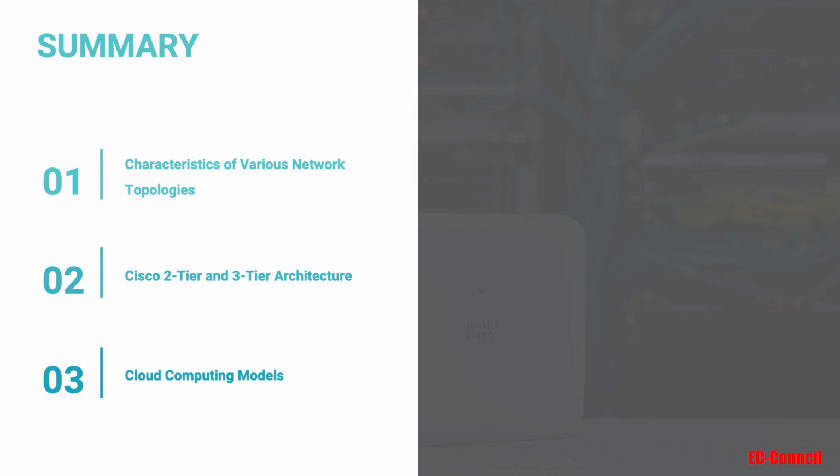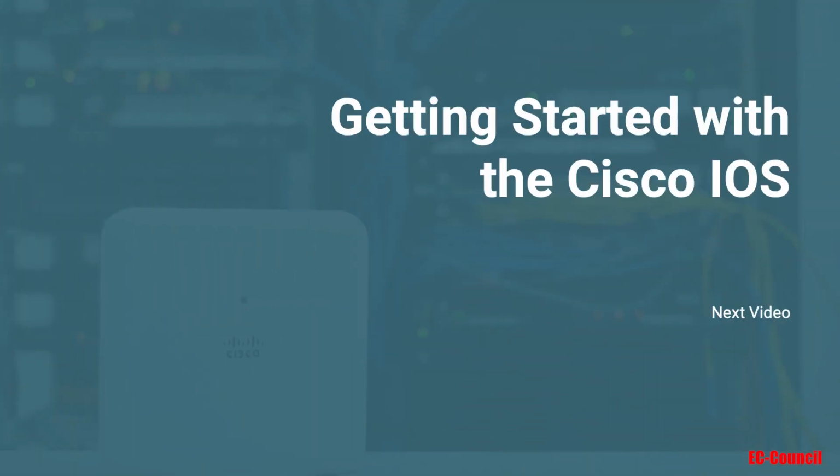In this video, we discussed the characteristics of various network topologies. We looked at Cisco's 2-tier and 3-tier architecture, and we even covered various cloud computing concepts and models. In the next video, we will take a look at actually getting started using the Cisco IOS.